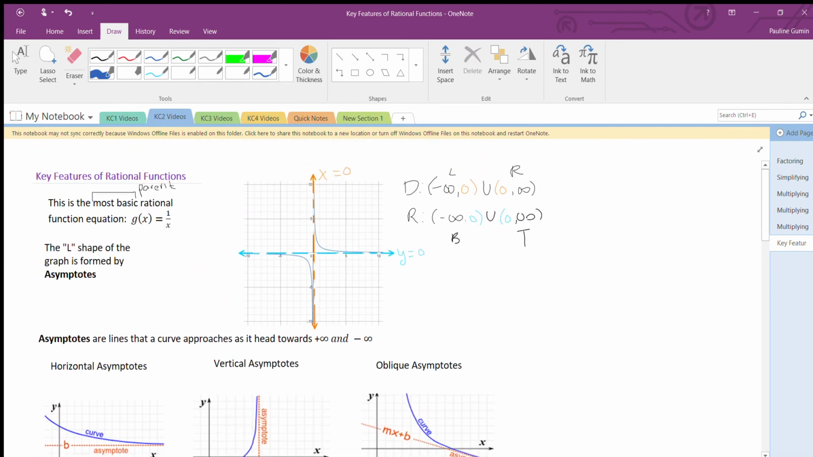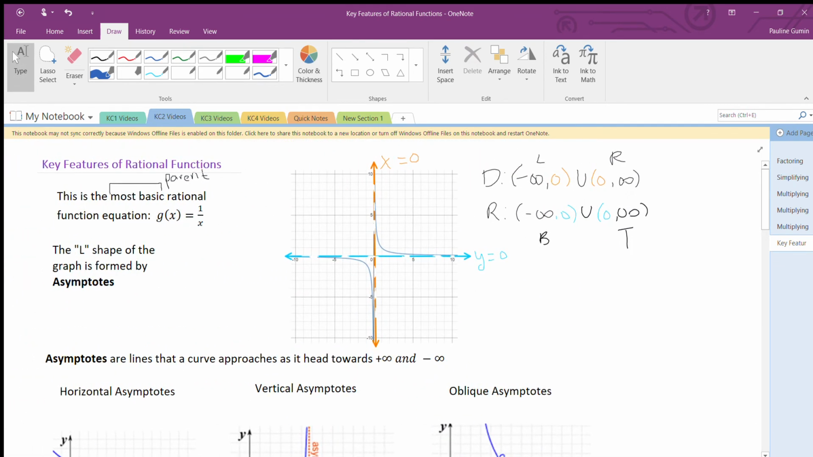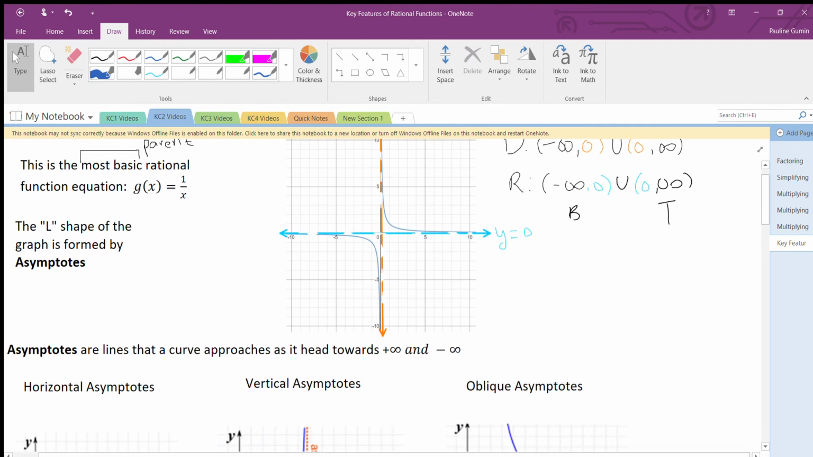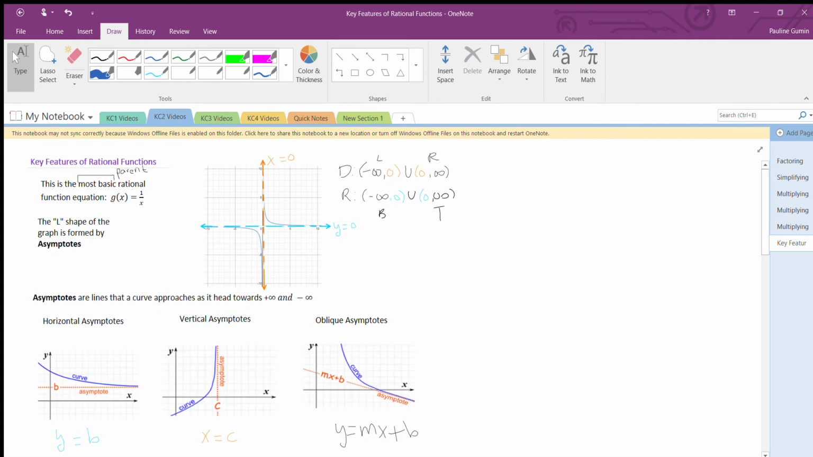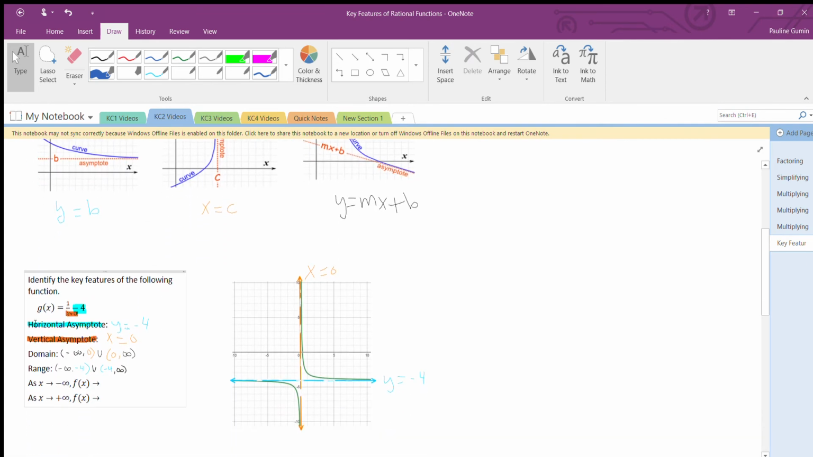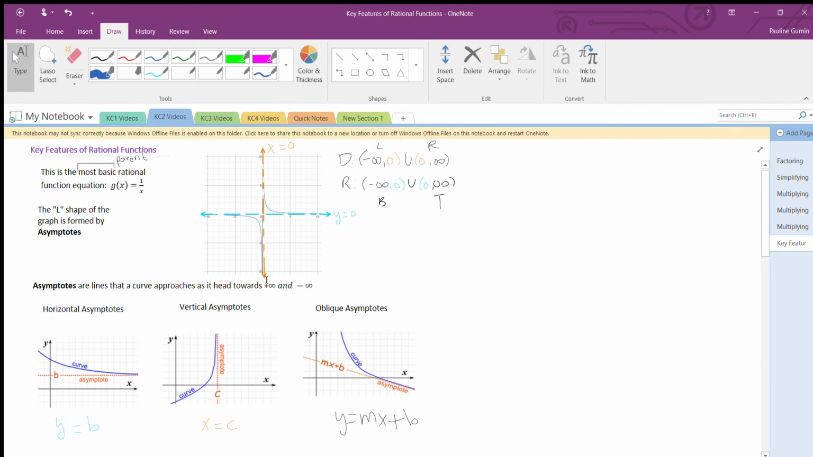Let's look at the original graph. I'm going to copy paste this little section so I don't have to retype it. Write it with my handwriting. How about that? Smart. Good job, Ms. Gumin. Good job, self.